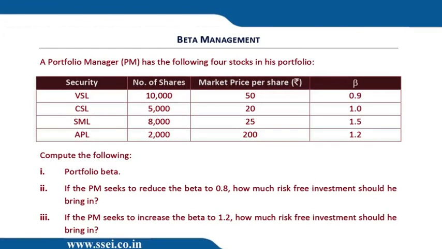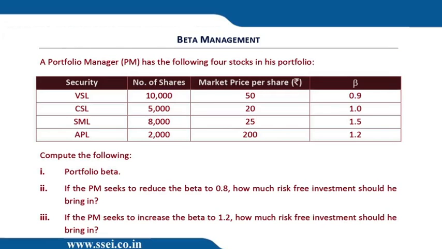A portfolio manager has the following 4 stocks in his portfolio: VSL, CSL, SML, APL. Number of shares, market price, beta. Any student of SFM, as soon as he looks into the table, jumps to calculate weighted beta, you know, weights being the market value. So basically, question number 1 is calculate the portfolio beta. I don't need to teach you that. You have to make a column for market value, which is number of shares into share price. That means 10,000 into 50, 5,000 into 20, 8,000 into 25, 2,000 into 200.